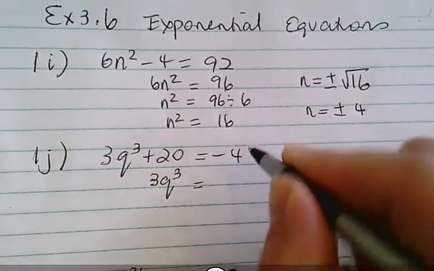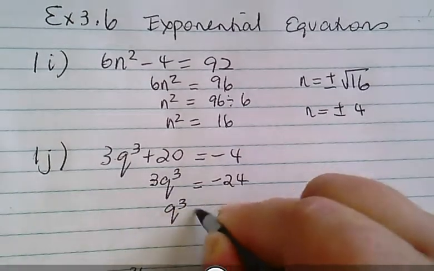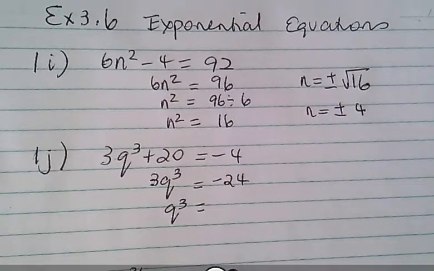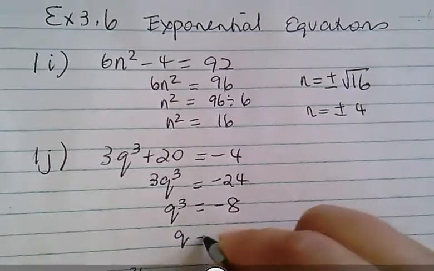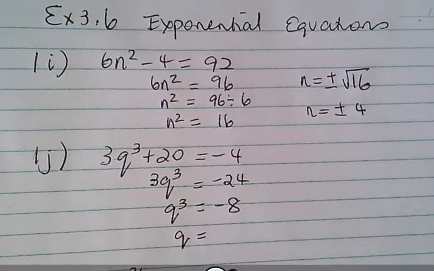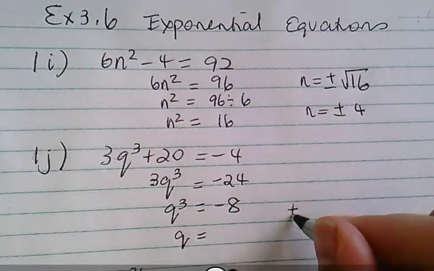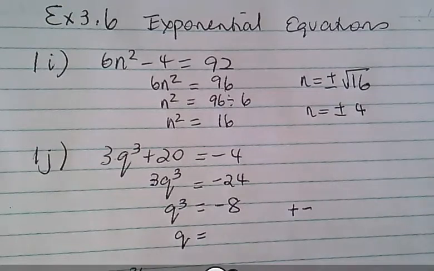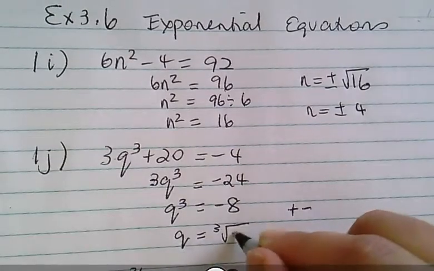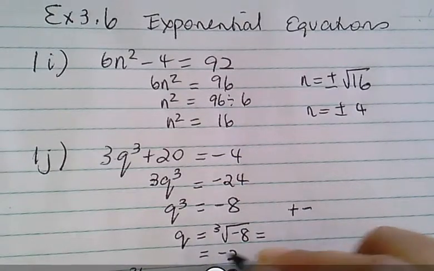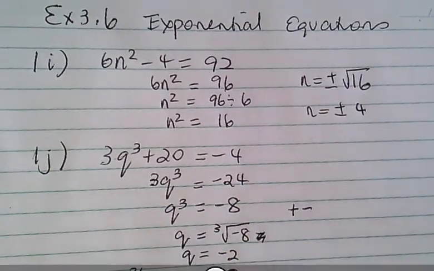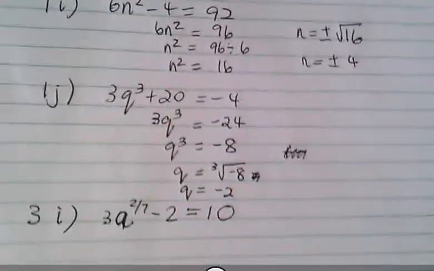3q cubed is negative 4 minus 20, that's negative 24. What's q cubed? Negative 24 divided by 3, which is negative 8. So is q going to be positive or negative? Because a negative times a negative times a negative is a negative. So q is the cube root of negative 8, which happens to be negative 2. So for cubes, no plus or minus, all right? But with powers of 4, you could have plus or minus every time you've got even powers. All right, next one.